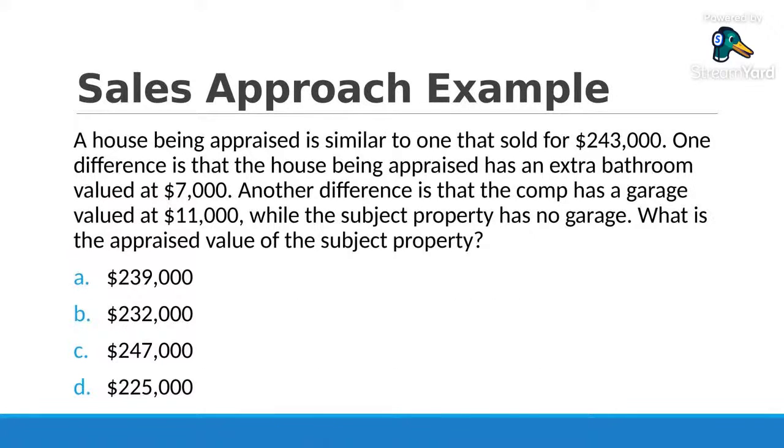So let's do a quick example here. A house being appraised is similar to one that sold for $243,000. One difference is that the house being appraised has an extra bathroom valued at $7,000. Another difference is that the comp has a garage valued at $11,000, while the subject property has no garage. What is the appraised value of the subject property?